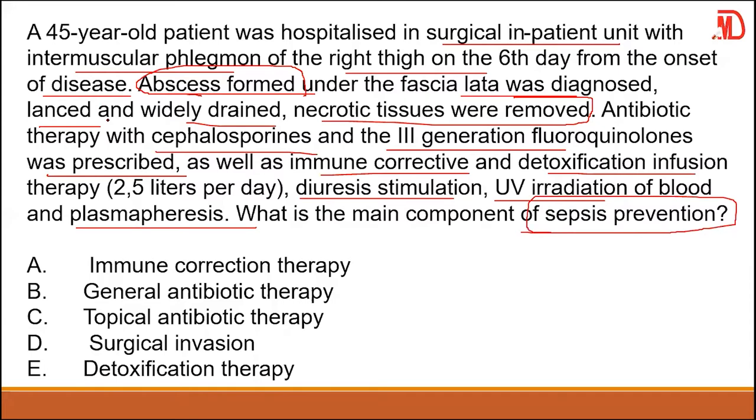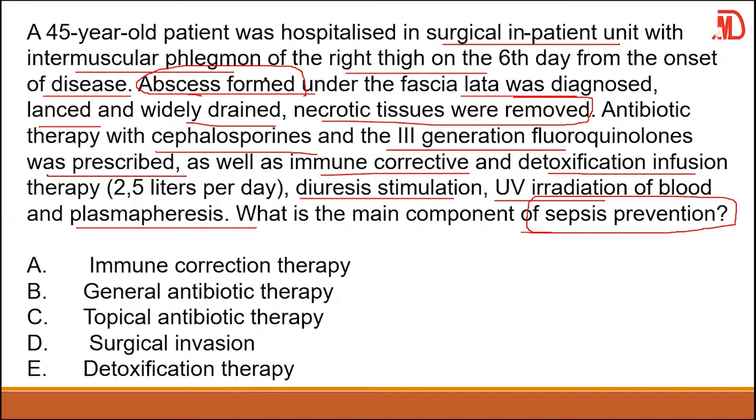So they've told you about this whole thing. We are having immune correction, antibiotics, detoxification. We have what? Surgical intervention. But the question is, what is the main component of the sepsis prevention? What comes to mind? Don't forget, we have an abscess. The abscess was diagnosed and it was lanced and widely drained. Necrotic tissues removed. So what comes to mind?